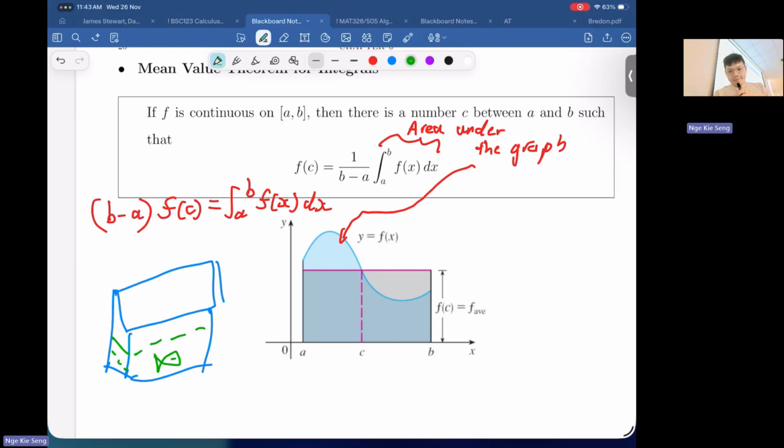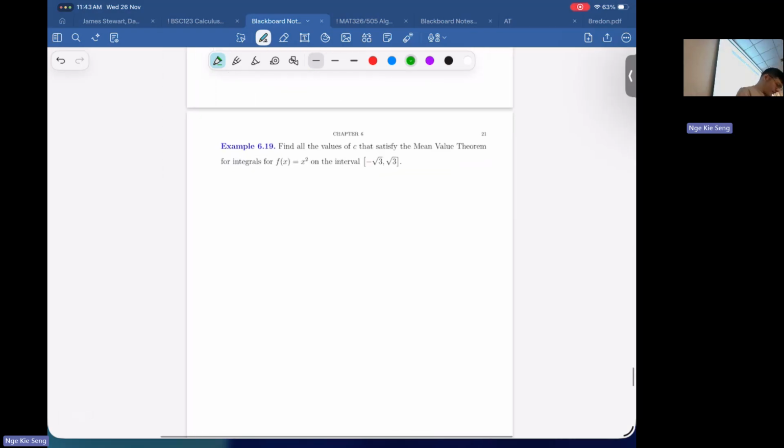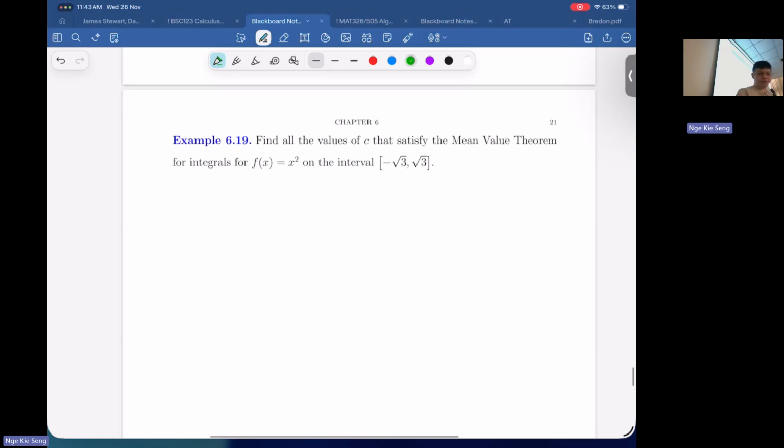All right. In that case, let's try some example. I think we should finish chapter 6 by today. Next week we'll start with chapter 7. Okay. So find all the values of c that satisfy the mean value theorem for this integral here.